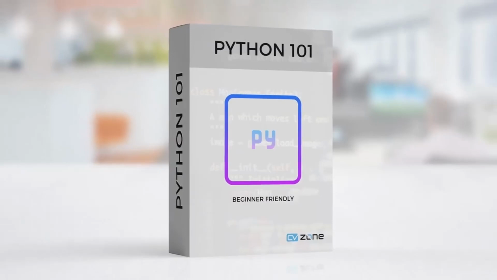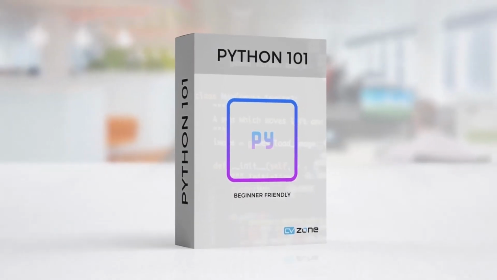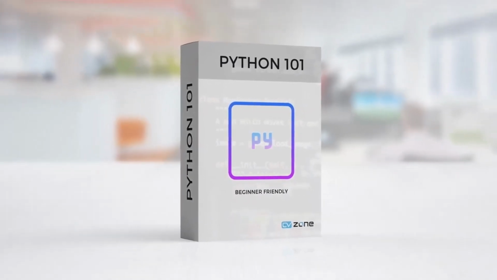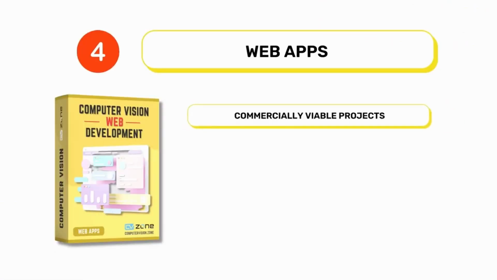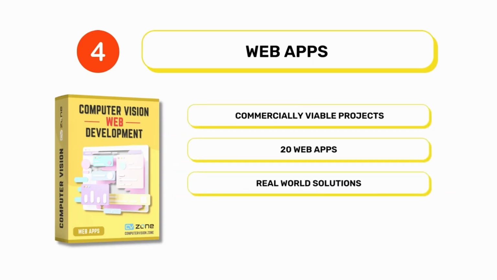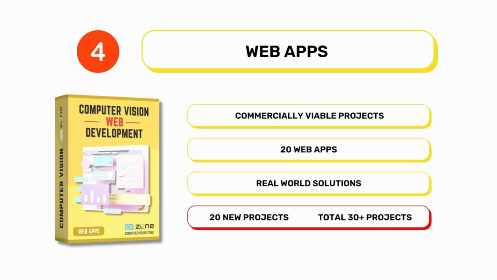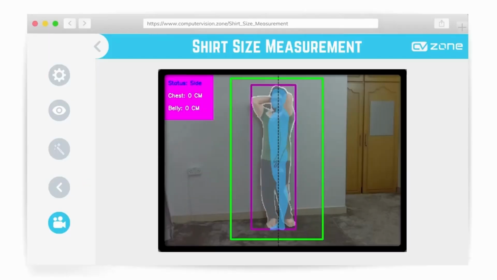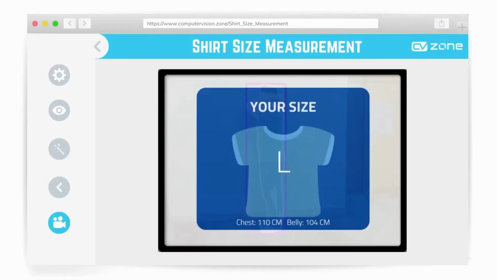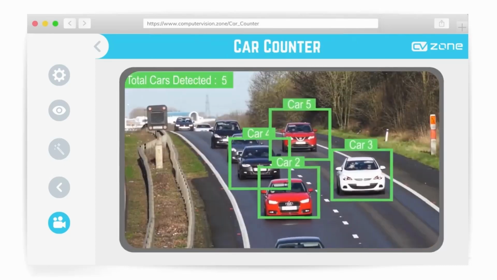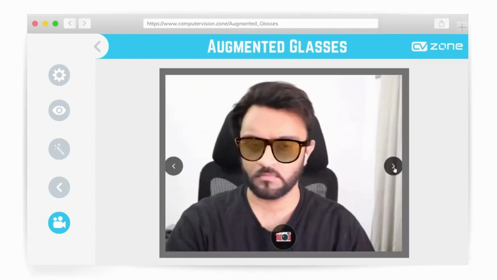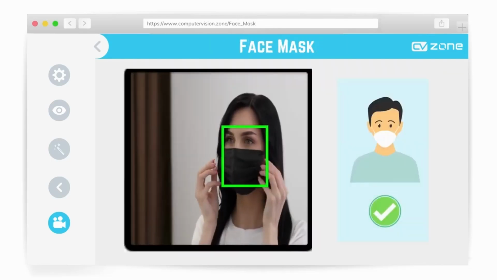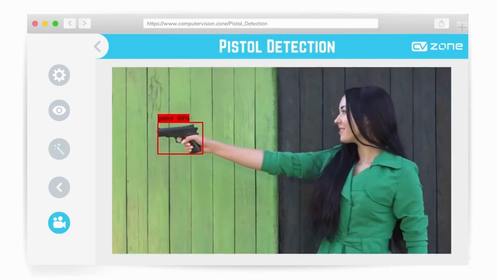This part will also contain a free Python course that will make it easier for you to create your own models. The final part, Computer Vision Web Apps, is dedicated to commercially viable projects. We will create more than 20 web apps to get the maximum exposure to real-world applications. These will include automated shirt size measurement, customer engagement, car counter, face attendance, text extraction, AR glasses, face mask detection, pistol detection, and much more.